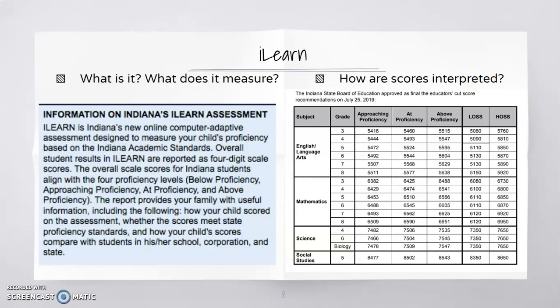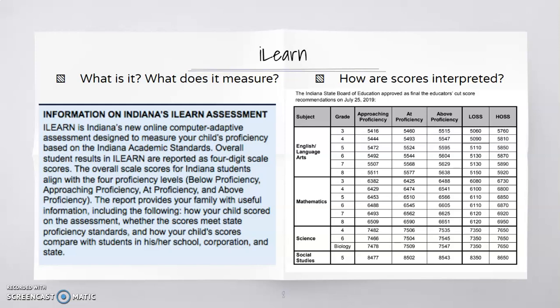So on the left-hand side, I have a snippet from the IDOE website talking about iLearn and what it is and what it measures. So it is a computer adaptive assessment that measures proficiency for different disciplines, for different subjects. And their scores come out a couple different ways. The first way is a 4-digit scaled score. So this 4-digit score then gets turned into a proficiency level. And that can be a 1, a 2, a 3, or a 4. And we're going to look at that in the next slide.